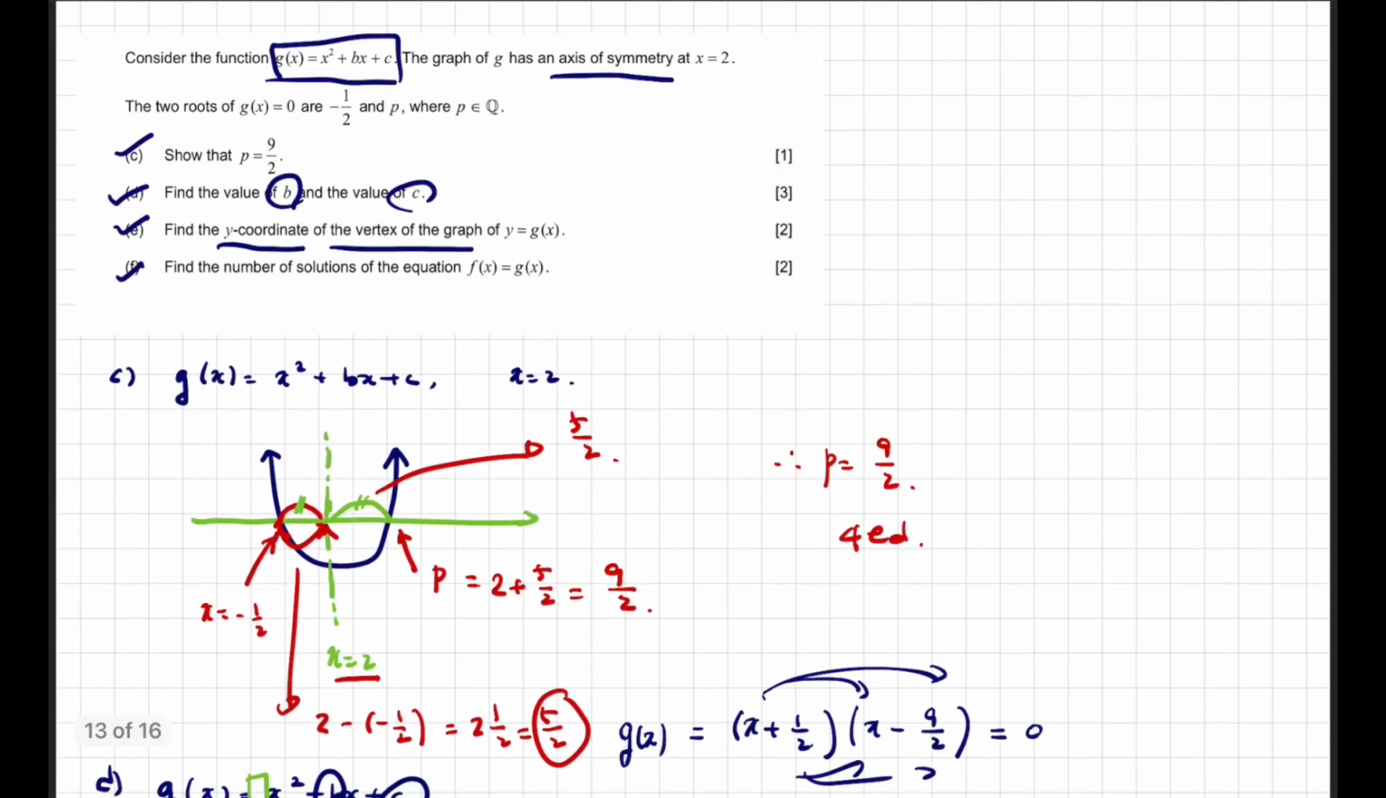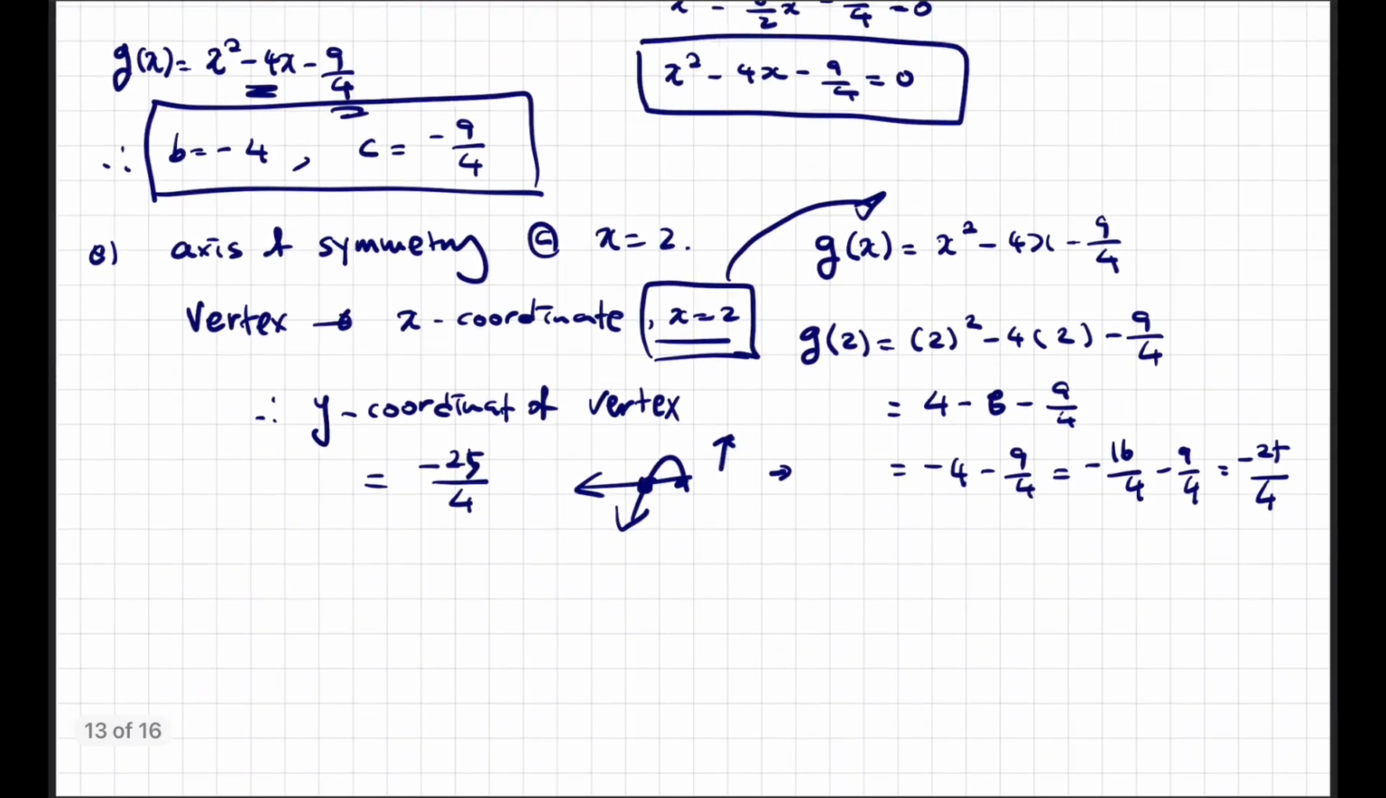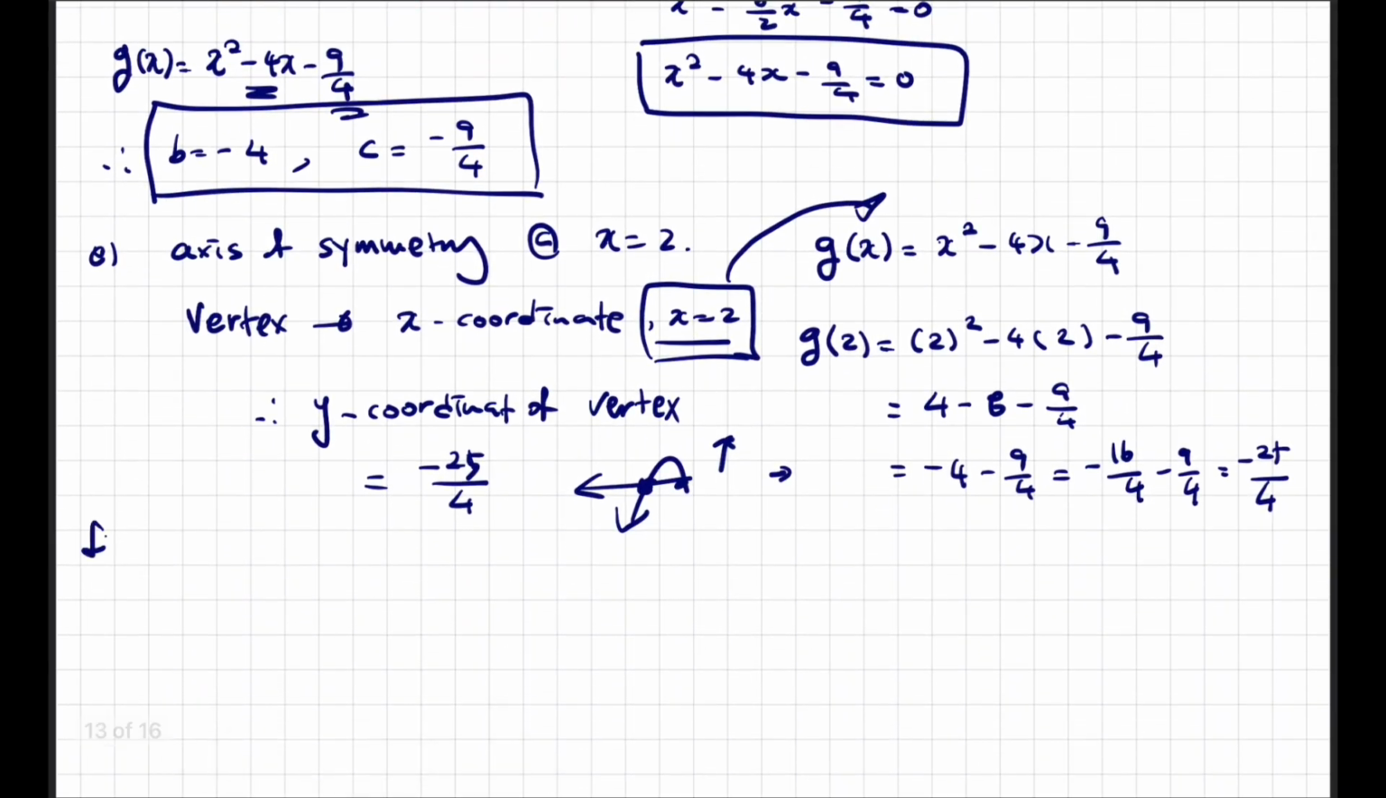Okay, now let's try question F. We need to find the number of solutions of the equation f of x equals g of x. That means we need to find how many intersection points there are. However, for this question, we know that this is a non-calculator paper, so we cannot use the calculator.